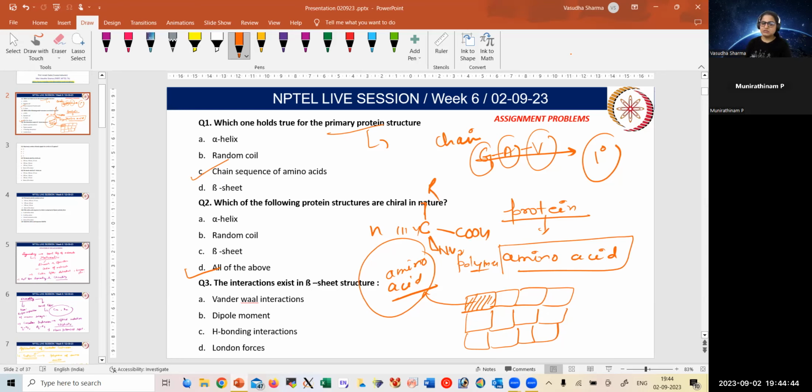Okay. Now try the third one. The interaction that exists in beta sheet structure. We saw that beta sheet structure is nothing but your carboxylic group is here and the NH2 group is opposite. Like one sheet is having a carboxylic here, amine, then that amine, carboxylic, like this way it will go. So there would be an interaction, the proton from the oxygen will go and have an interaction with the nitrogen. So this will become delta positive, this will become delta negative, because nitrogen is electronegative and is attracting that one.